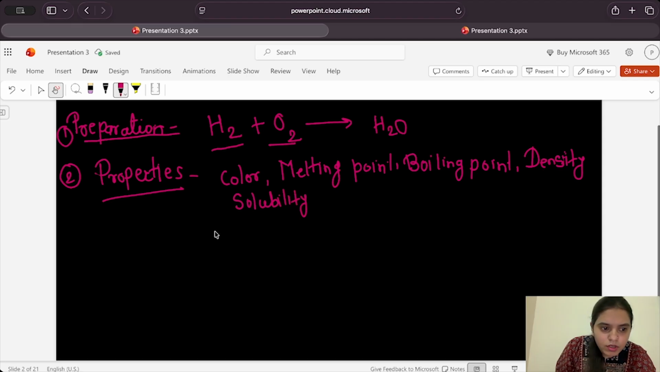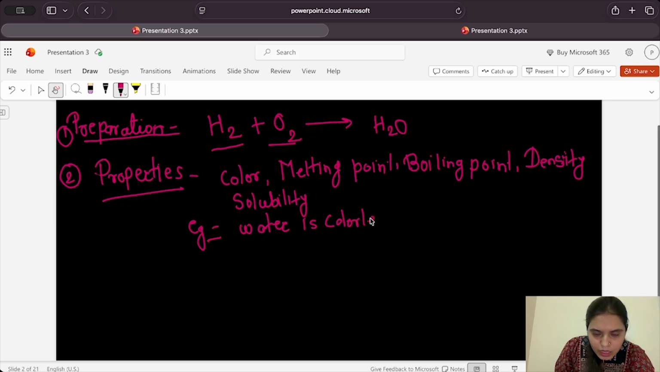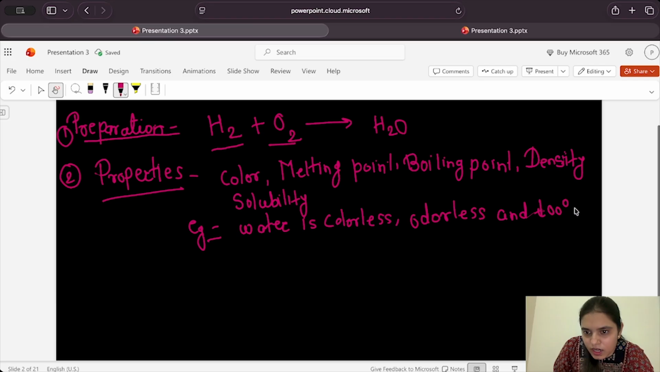So, do you know the color of water? Example. What is the color of water? Do you know the odor of water? So, water is colorless. Correct. And the odor of water is, water is odorless. And what is the boiling point of water? Water boils at 100 degrees Celsius. Everyone knows.